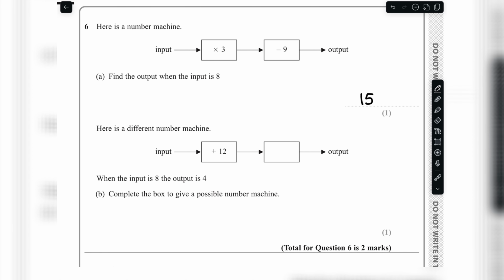In the second part of this question, we are given a different number machine, and we are told that when the input is 8, the output is 4. Complete the box to give a possible number machine. So if the input is 8, then 8 plus 12 gives us 20. And for the output to be 4, we need to subtract 16.